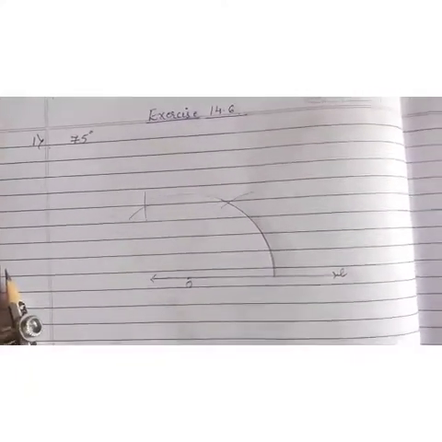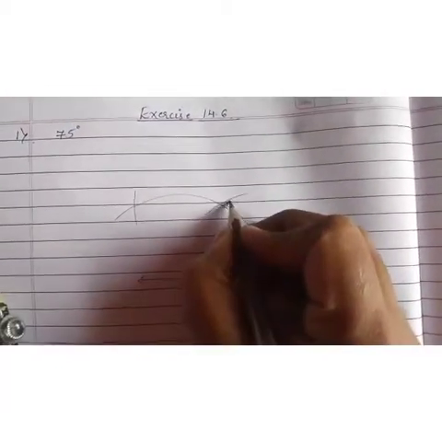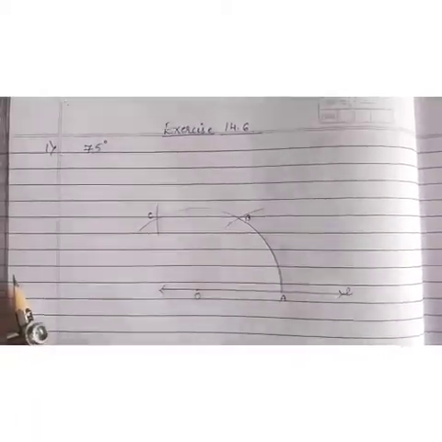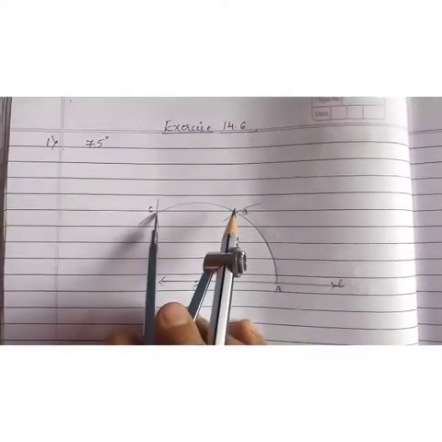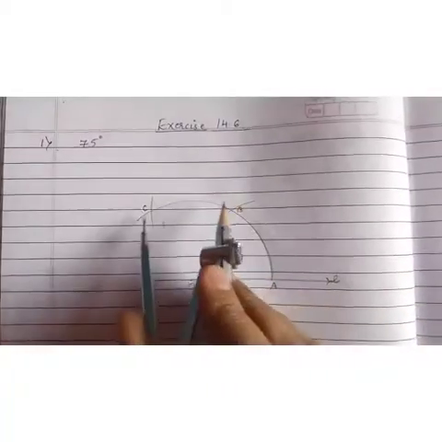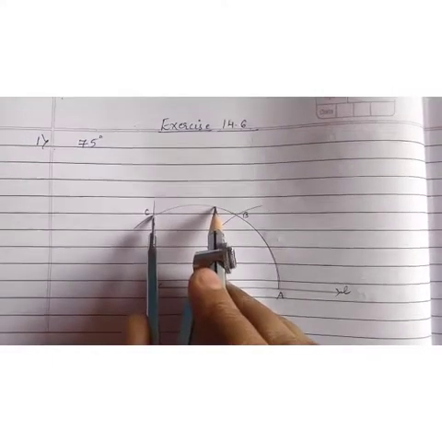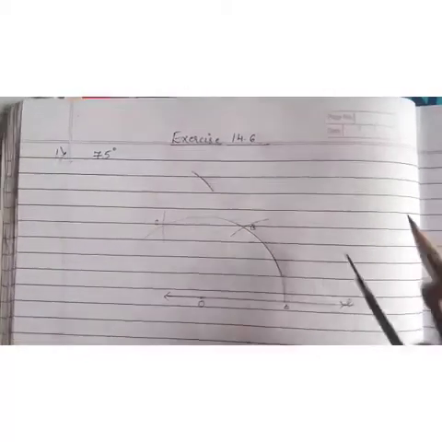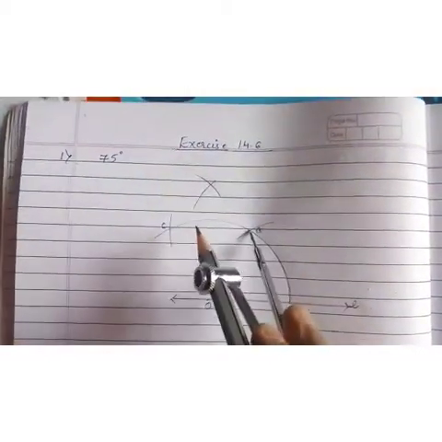So what I will do? First mark these points A, B and C. This is 60 degrees, this is 120. I want 75. So first what I will do? With C as center and radius more than half of BC. See here children, observe carefully. More than half of BC, what I will do? I will draw an arc. Now with B as center and same radius, draw another arc.